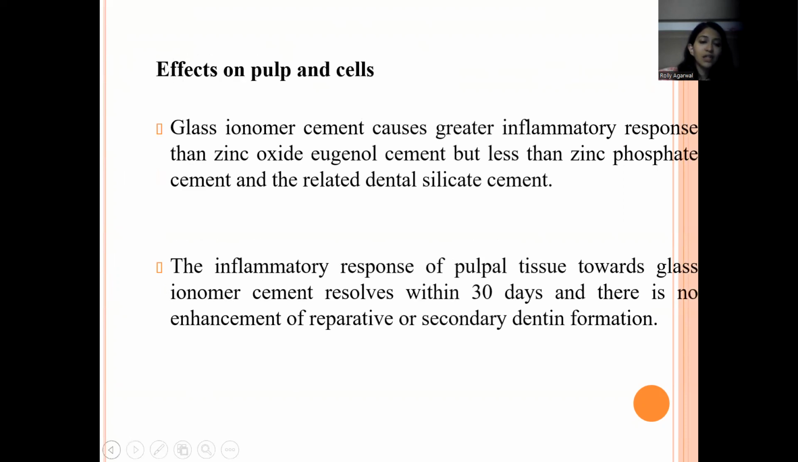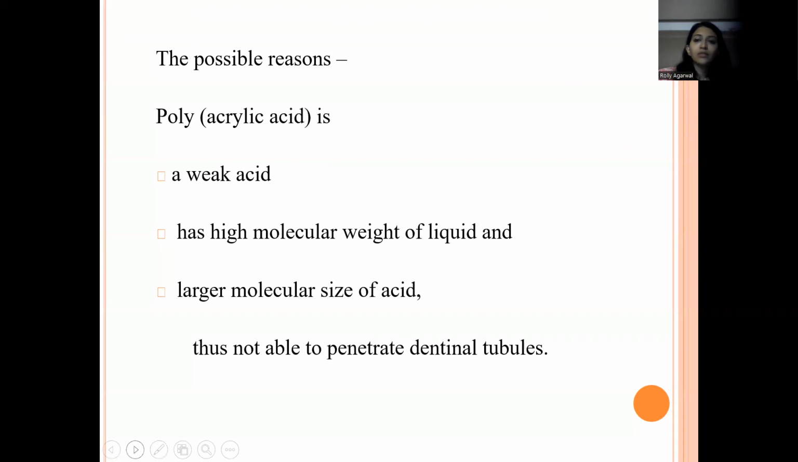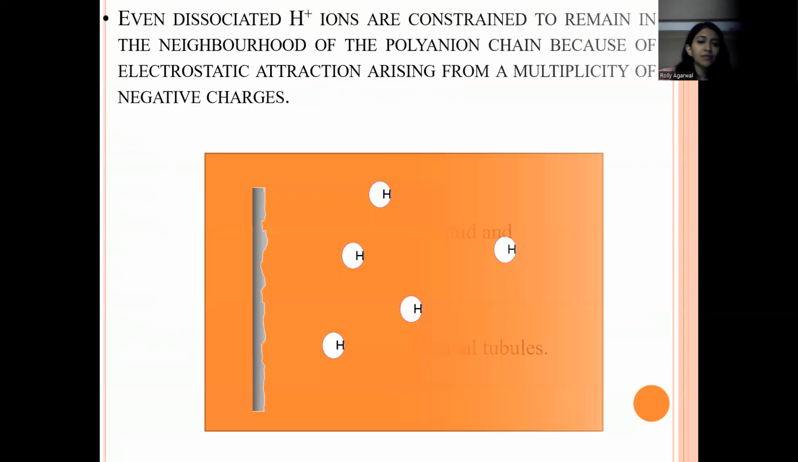So we have seen that it is more biocompatible as compared to the zinc phosphate cement or zinc polycarboxylate cement. Why is this? Because the acrylic acid, which is used as a weak acid, has a higher molecular weight, so that it will not be diffusing very rapidly through the dentinal tubules, and it has a larger molecular size.